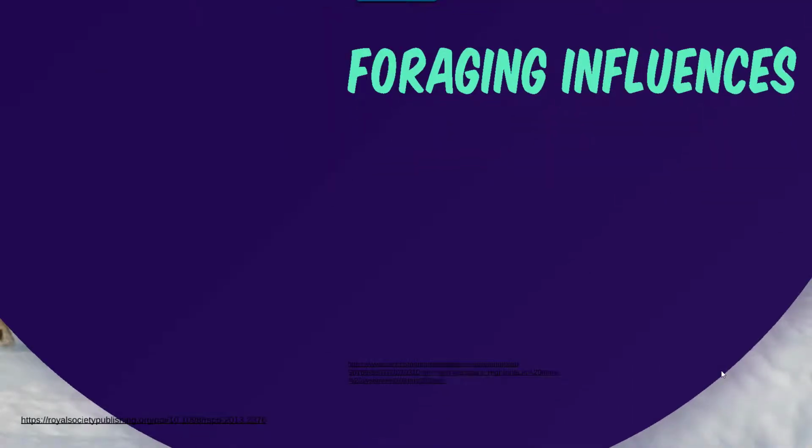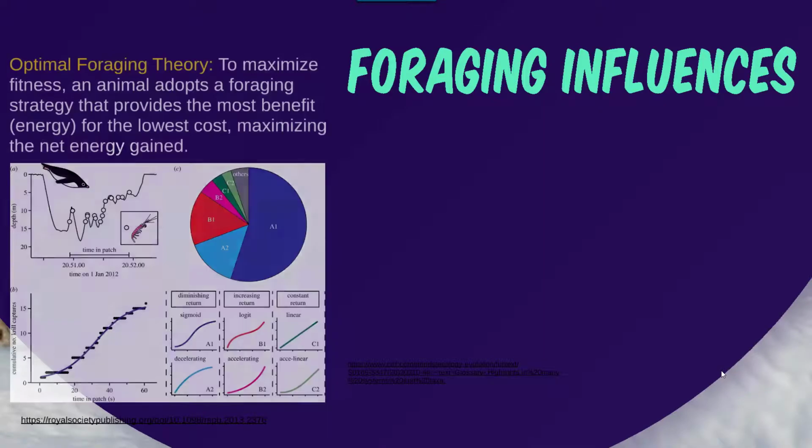Foraging can also influence habitat selection. Species will have been described as undergoing something called the optimal foraging theory, where they maximize their fitness by adopting a foraging strategy that provides the most benefit or the most energy for the lowest cost. And ultimately, this is going to maximize the net energy gain for that species.